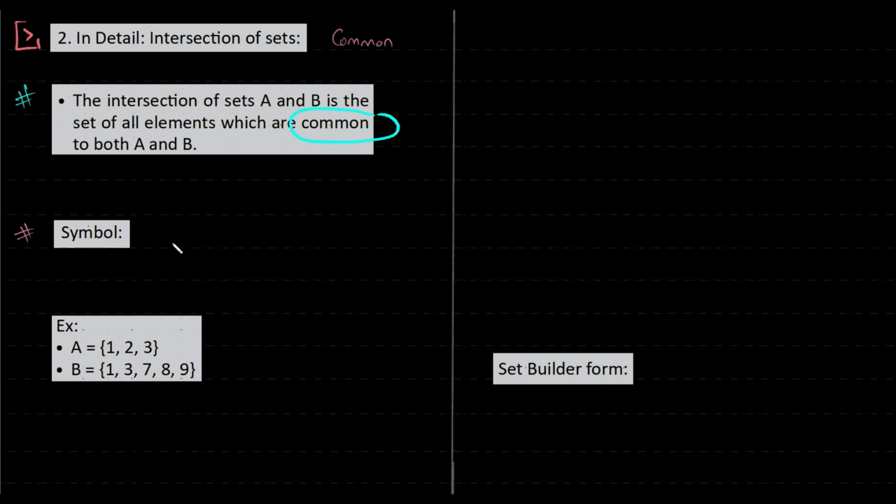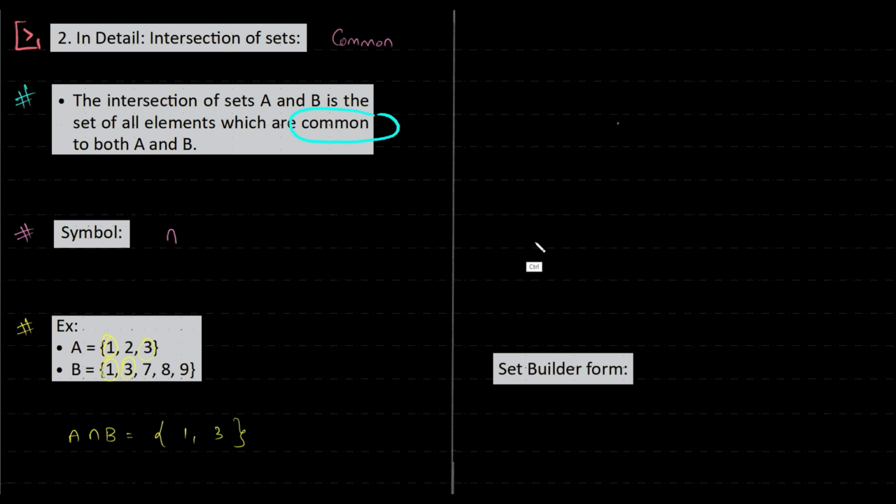Using symbols, we represent it as an inverted U. As an example, we have A intersecting B. The common elements are 1, 2 is not there, then 3. So we have 1 and 3.